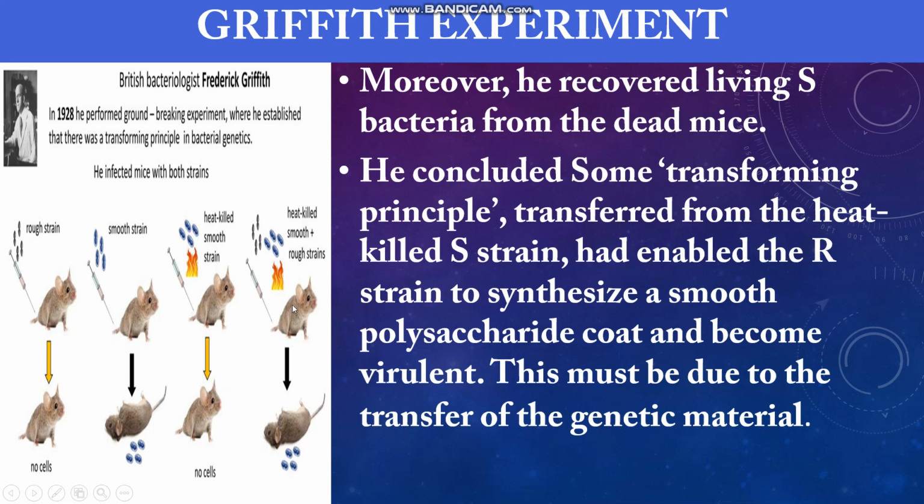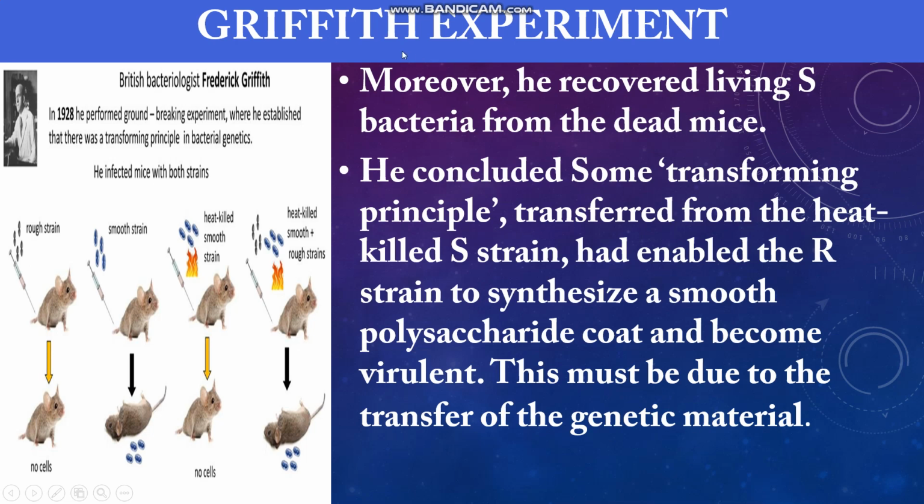In the last part of the experiment, he mixed the rough strain and the heat killed smooth strain and injected into the mice. The expected result was the mice should survive. But what was noticed was the mice dies due to pneumonia. And also the scientists could recover live S bacteria from the dead mice. Griffith concluded that some substance which he called as transforming principle transferred from the heat killed S strain and had enabled the R strain to synthesize the polysaccharide coat and become virulent. And he believed that this must be due to the transfer of the genetic material.